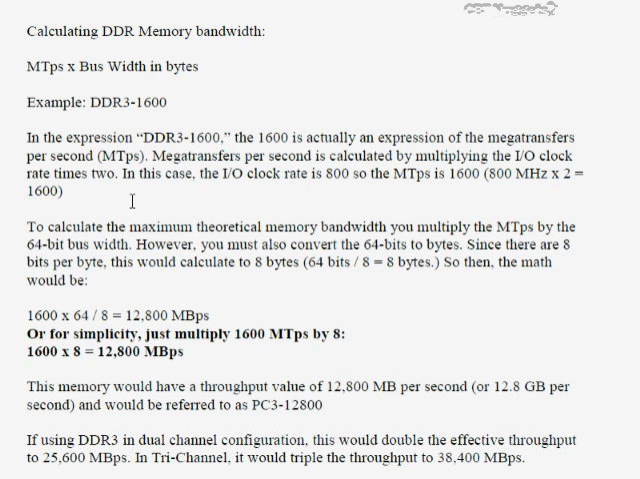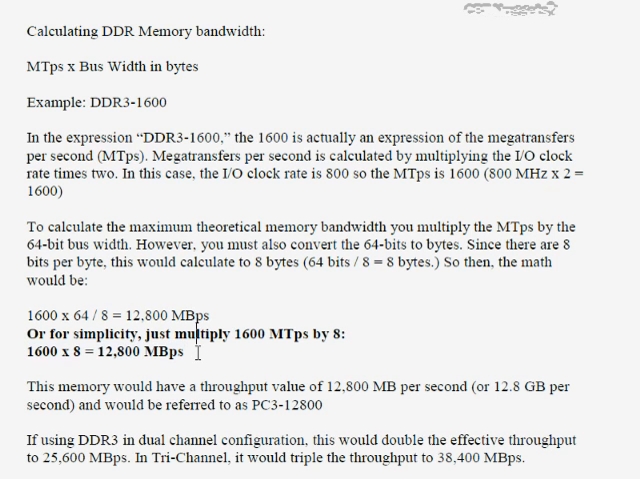So if you want to just kind of get to the chase of it here, I put it in bold here. The simplest way to do this is just to multiply the 1600 that we see at the end of our DDR3 by 8. Just take that 1600, which is our mega transactions per second, multiply that by 8, and then you have this math right here, and then you're done.